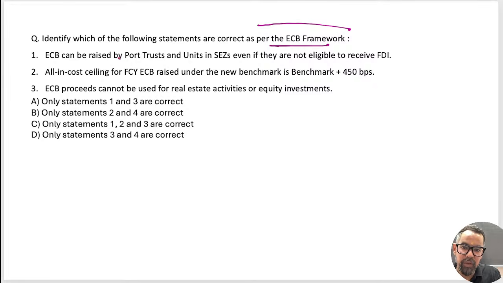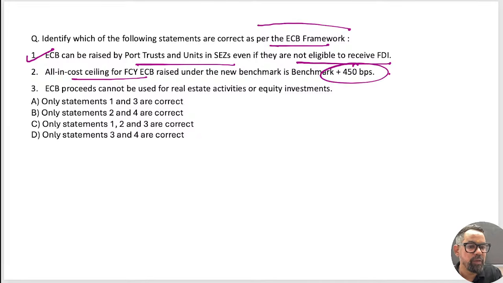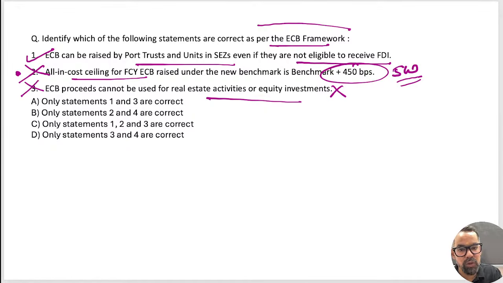ECB can be raised by the Port Trust and SEZ as they are eligible to receive the FDI. All-in cost for foreign currency ECB, I guess it is 500. It should be 500; for domestic it is this. So 500. This should be wrong. The ECB proceeds can be used for real estate activities and equity investment. This is also wrong.